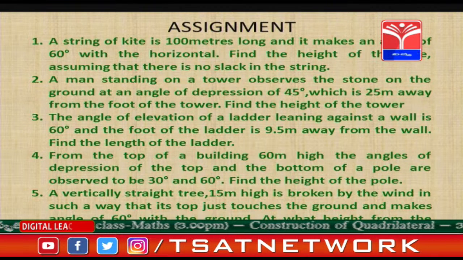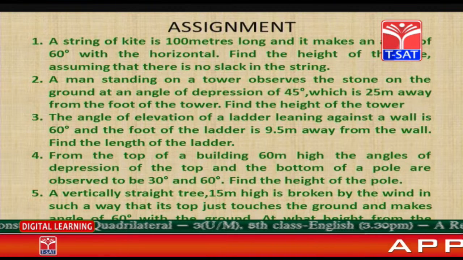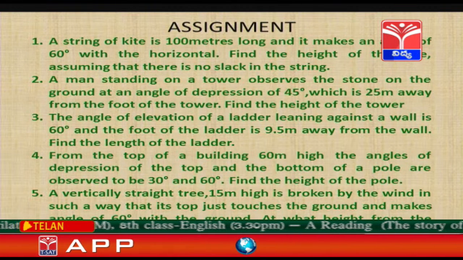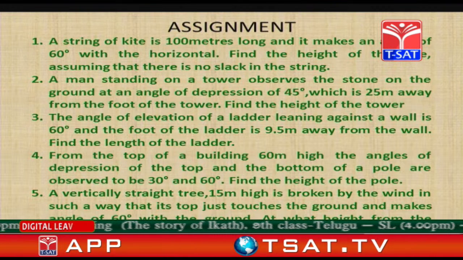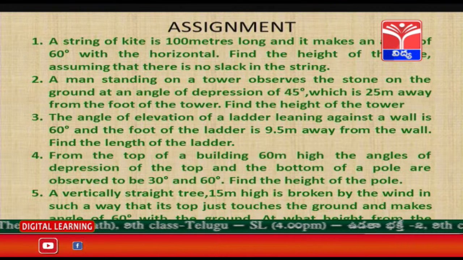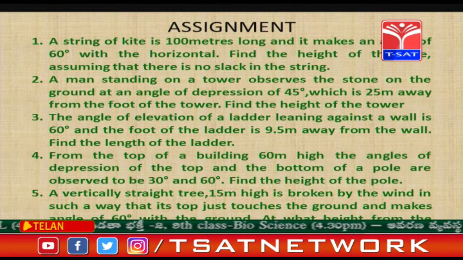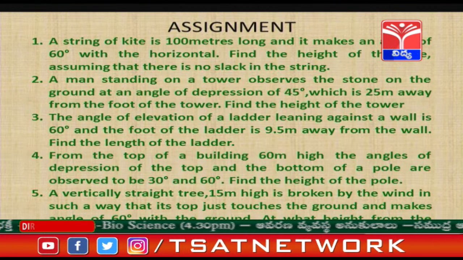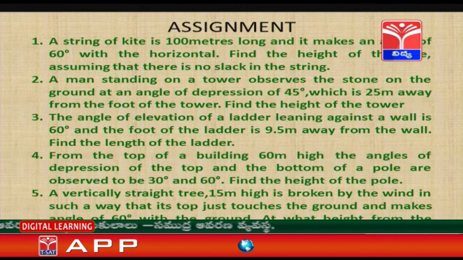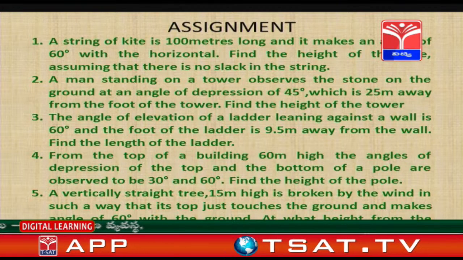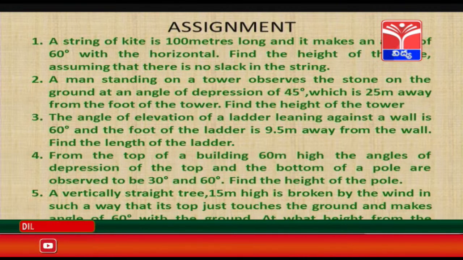Question number 3: the angle of elevation of a ladder leaning against a wall is 60 degrees and the foot of the ladder is 9.5 meters away from the wall. Find the length of the ladder. Question 4: from the top of a building 60 meters high, the angles of depression of the top and the bottom of a pole are observed to be 30 degrees and 60 degrees. Find the height of the pole.